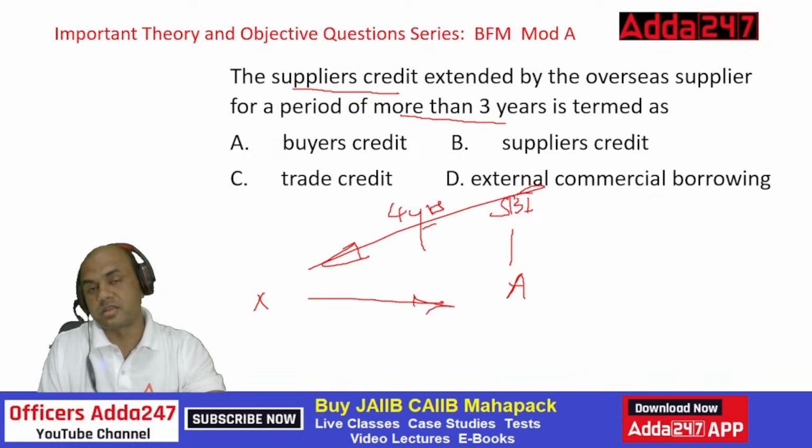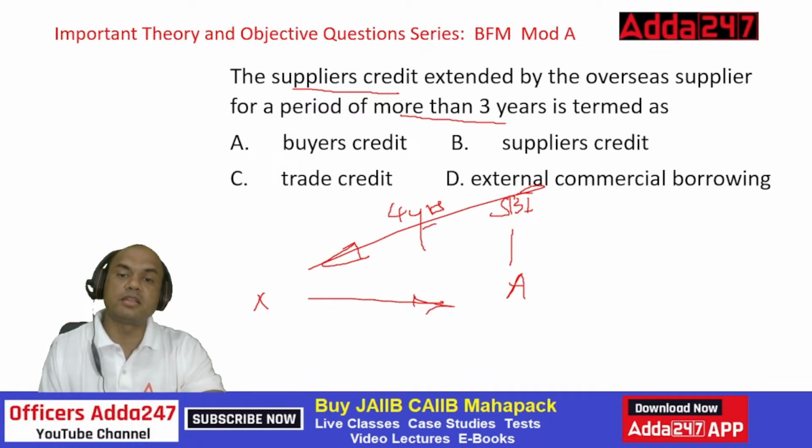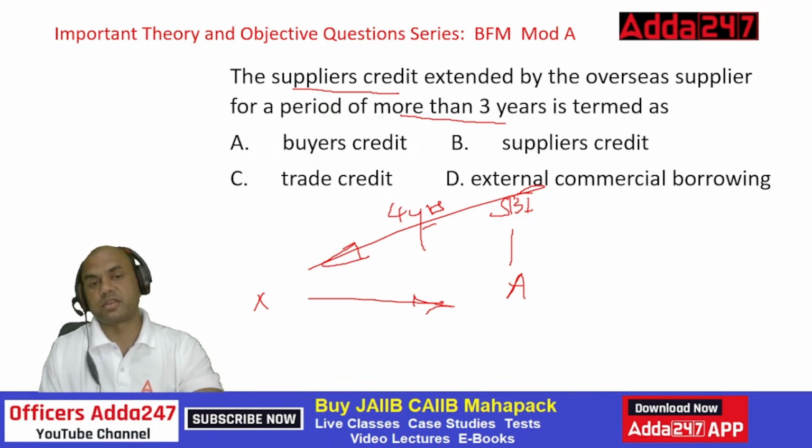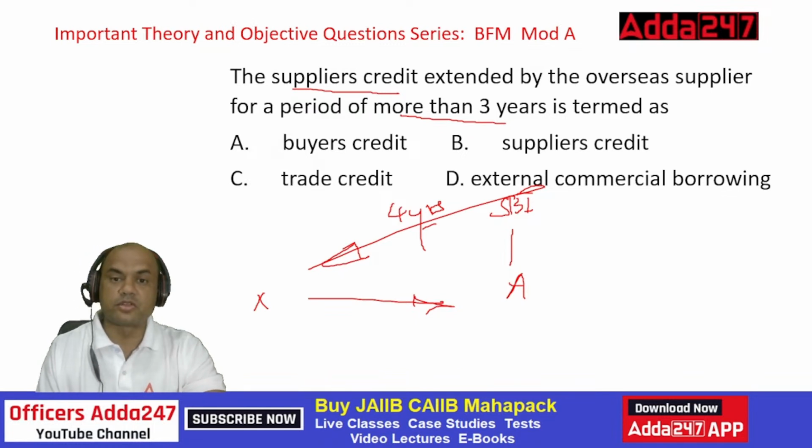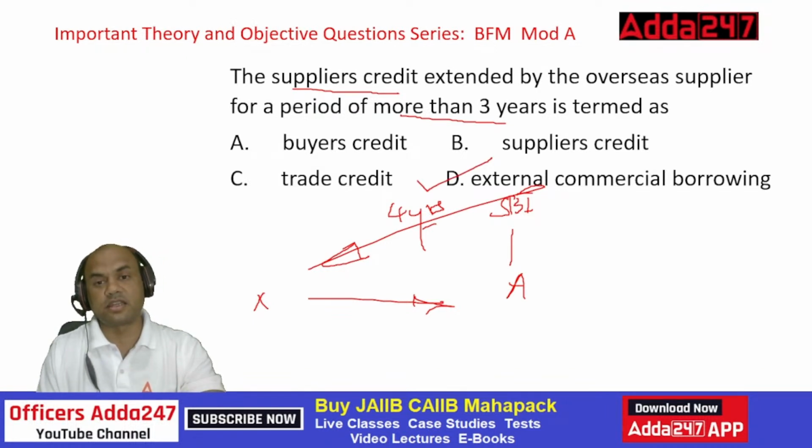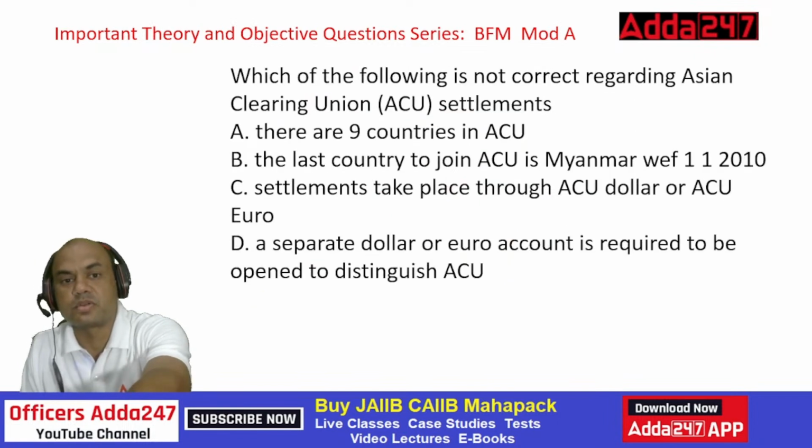Such a long period. So when we have such a long period of payment from India, that is called as what? Buyer's credit, supplier's credit, trade credit, and ECB, external commercial borrowing. So that is known as ECB, external commercial borrowing. So supplier's credit, whenever it's extended beyond 3 years, is called ECB, external commercial borrowing.